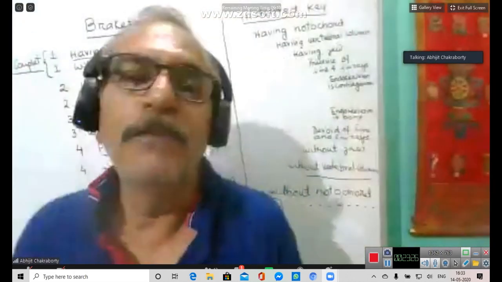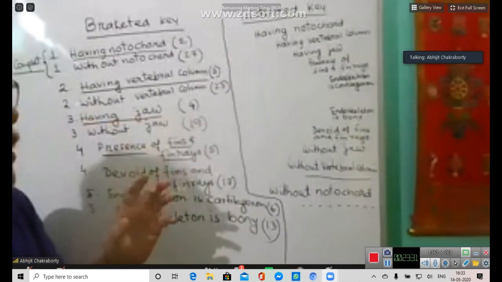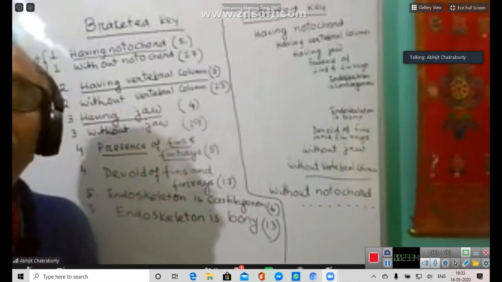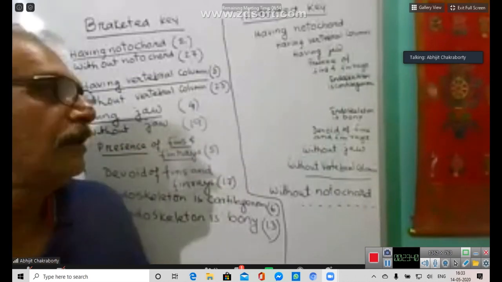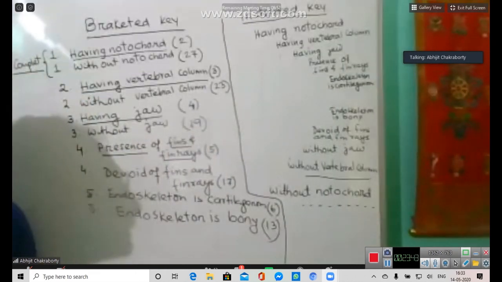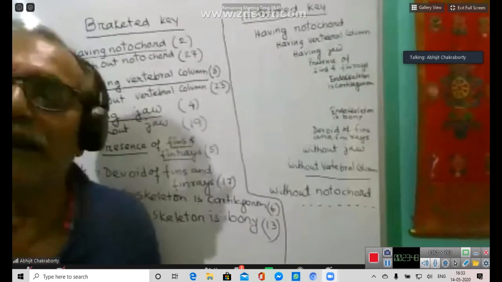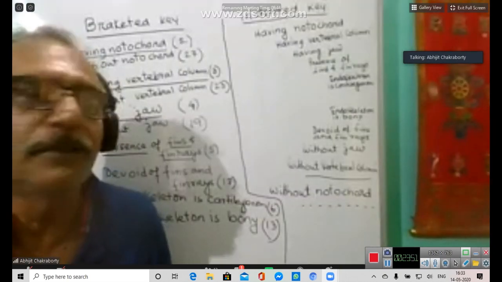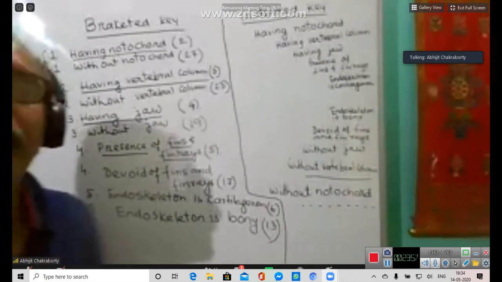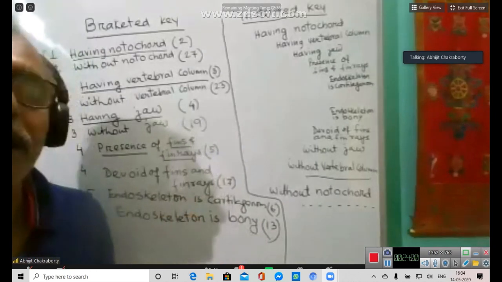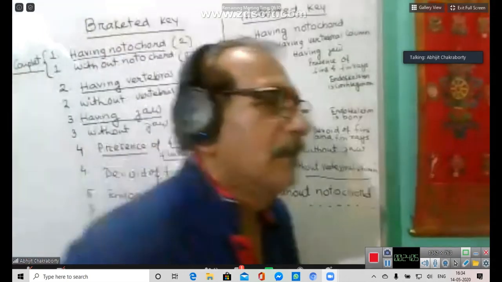Both these keys are found suitable for different cases. For identification of some animals, the bracketed key may be used, and for some others, the indented key may be used. But remember, both these keys can help in the identification of all organisms. So this is what I wanted to say about the bracketed key and indented key. Now I think it is clear how these two types of key can help in the process of identification. Now tell me, do you have any problem?